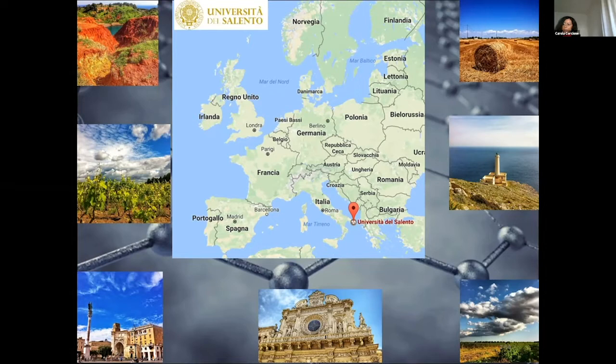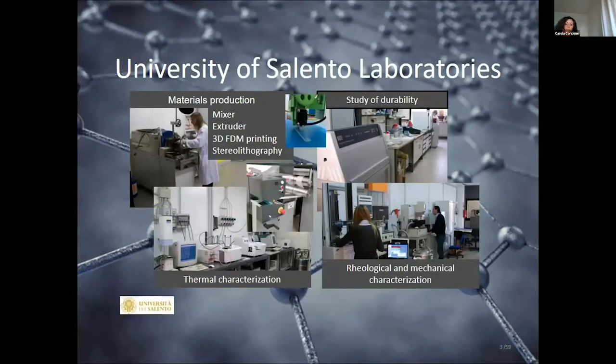In particular, our research is involved in the study of polymer-based nanocomposites, for example, biopolymers and also nanocomposites with commercial polymers. We are also interested in a lot of industrial applications. At the University of Salento, our research group has a lot of laboratories that are involved in different kinds of study of materials, such as structure and thermal properties of materials, but also rheological and durability studies and mechanical characterization. And we also have a very long expertise in 3D printing.